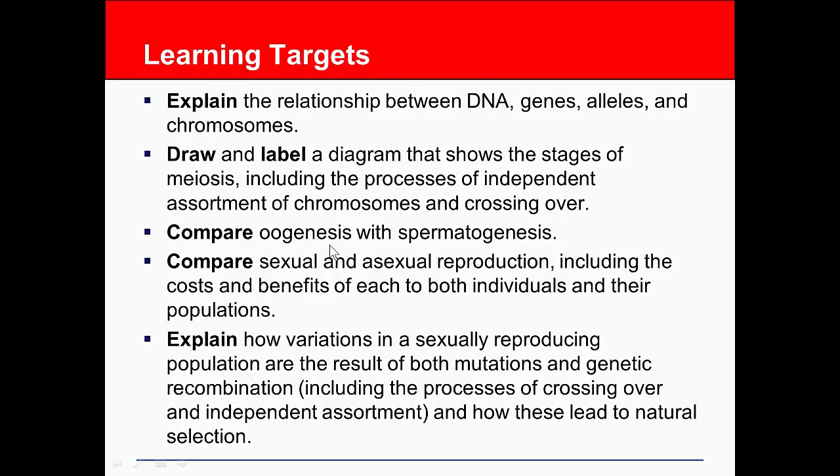You're going to compare oogenesis and spermatogenesis, so basically the creation of egg cells with the creation of sperm cells. You're going to compare sexual and asexual reproduction, and we're also going to talk about the advantage of sexual reproduction in terms of how it can lead to natural selection.